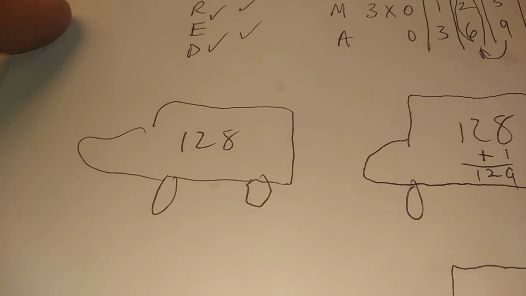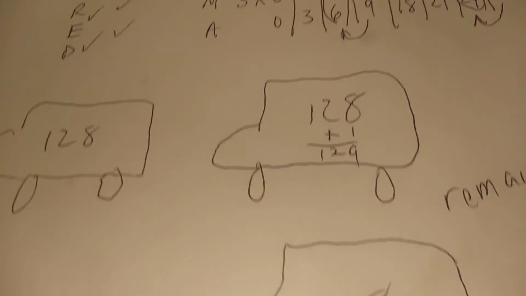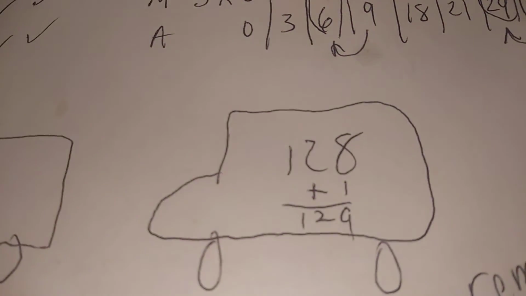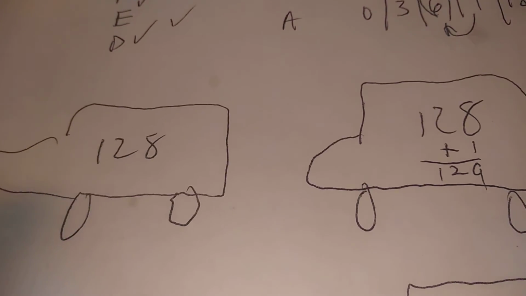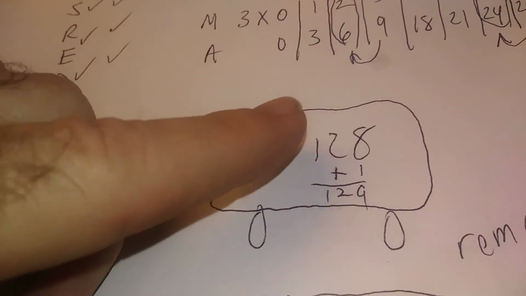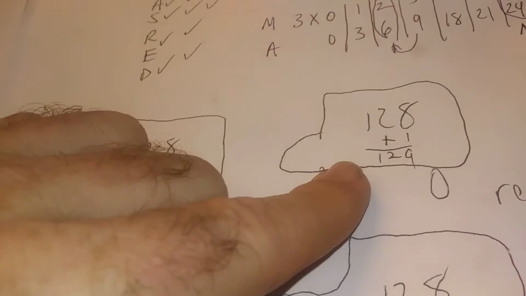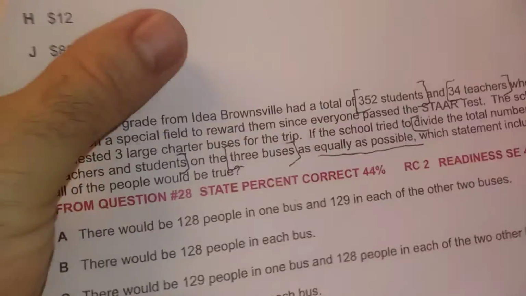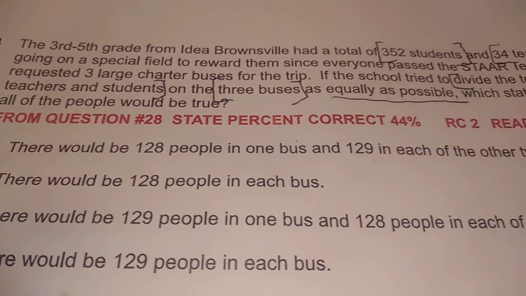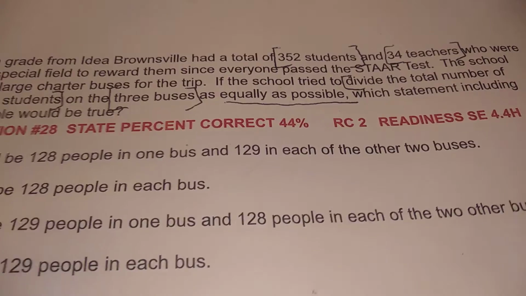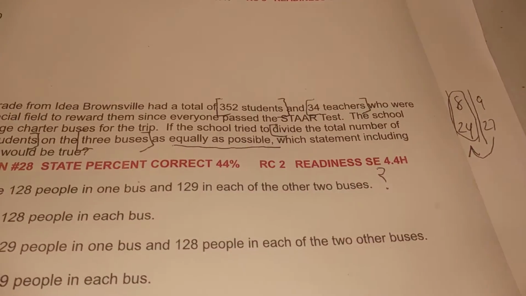There is 128, 128, 128 people on 3 buses, and then what you have to do is put the remaining people on a bus, because it said you had to use everybody. So that means one of the buses would have 128, and the other 2, because of the remainder, would have 129. So that's what we have to look for in the answer choices. Letter A says there would be 128 people on one bus and 129 in each of the other 2 buses. And that is true, so we'll put a question mark right there.